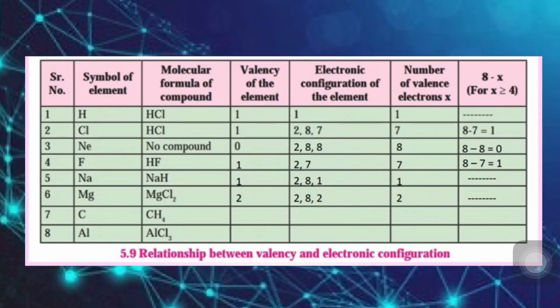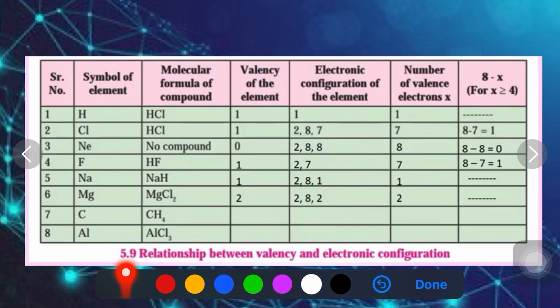Now we will do the third sum, that is Ne, neon. Okay, no compound because this is an inert gas. That is why compound is not there. So valency will be 0. Why 0? Because inert means outermost shell is completely filled. So 2, 8, 8. 18 is the atomic number of neon. Okay. So number of valence electron is 8. Why 8? Because outermost shell has 8 electrons. That is why 8. And 8 minus 8 is 0.